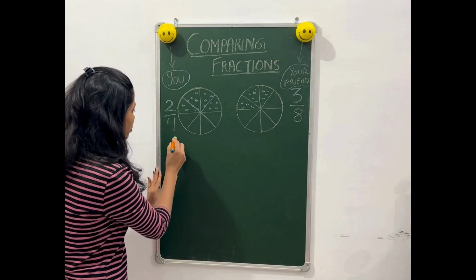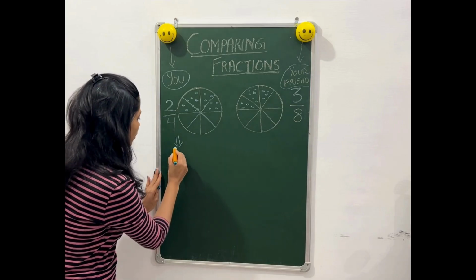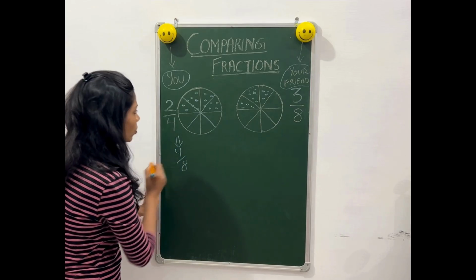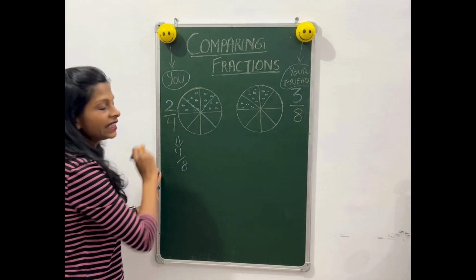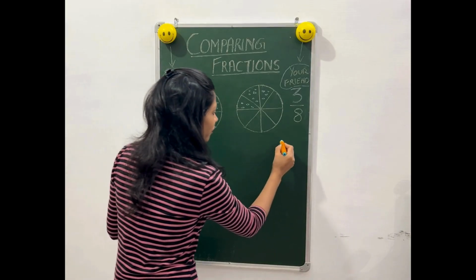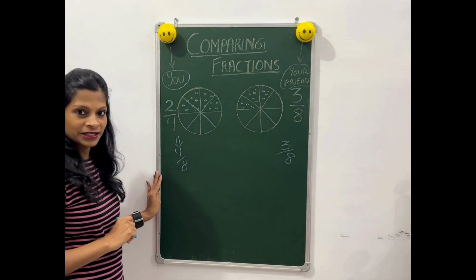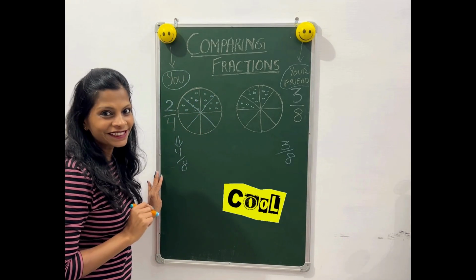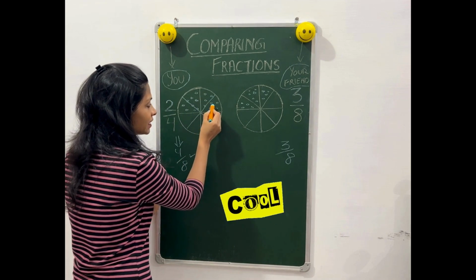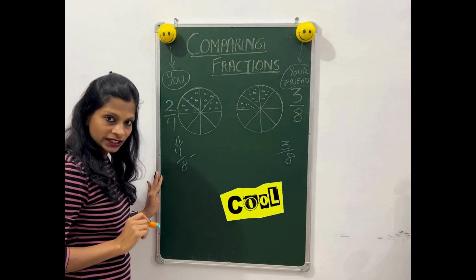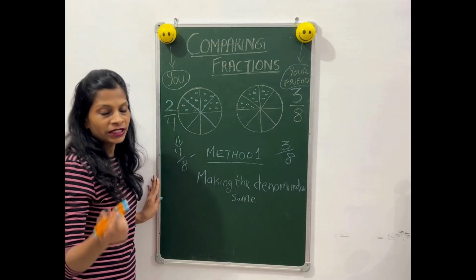So now your slices that you ate become 4/8. Why? Because you ate 4 slices out of the equally 8 divided slices and your friend ate 3 slices out of the 8 equally divided slices. Now you tell me, who ate more pizza? Yeah, you ate more pizza. Why? Because you ate 4 slices and your friend only ate 3. So this was method 1, wherein I make the denominators same.